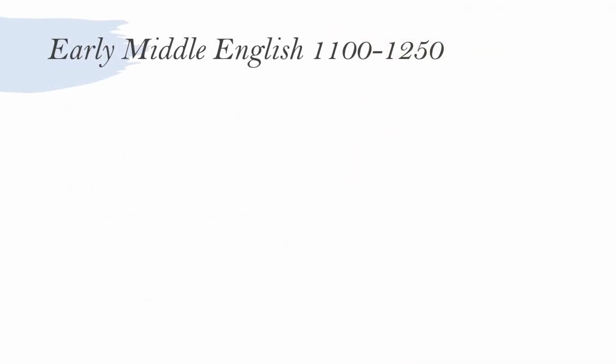Early Middle English. This period is from 1100 to 1250. During the early Middle English period, religious writing predominated. The language of the court was Anglo-Norman, an intermingling of English and Norman French.